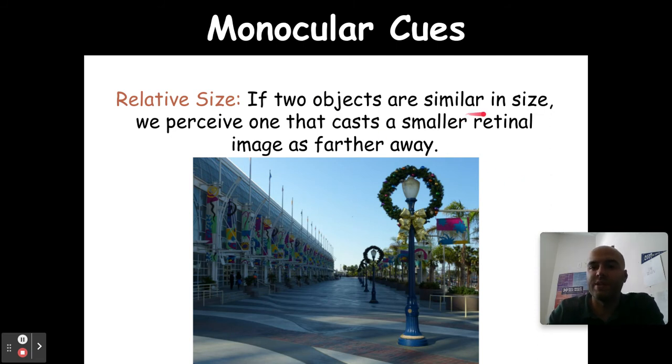If two objects are similar in size, we perceive the one that casts a smaller retinal image as further away. All of these light posts are the exact same size, right? But we know which ones are further away because the image on our retina is getting smaller. Even though we know they're the same size, we can tell distance because the image gets smaller and smaller as we go backwards on those light posts. That's relative size. We perceive the one that casts a smaller retinal image as further away.